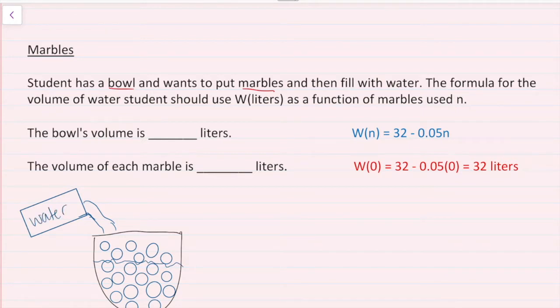Now, we're talking about the formula they gave you already. They're telling you the W stands for the volume of water inside the bowl. So you know this W, guys, it's the water, how much water you can fit in the bowl. Now, what does the N represent? In this case, it says the number of marbles. They told you this is the number of marbles used, correct?